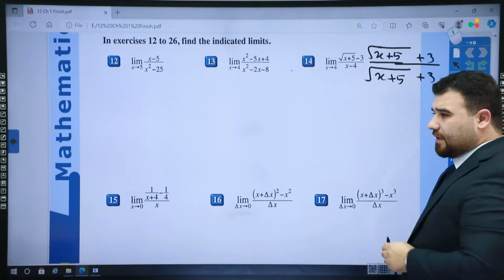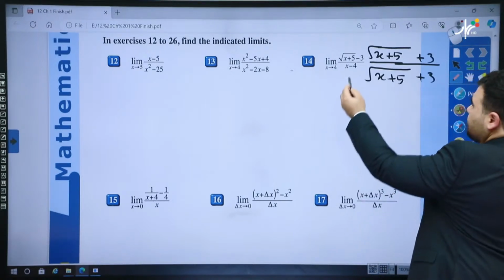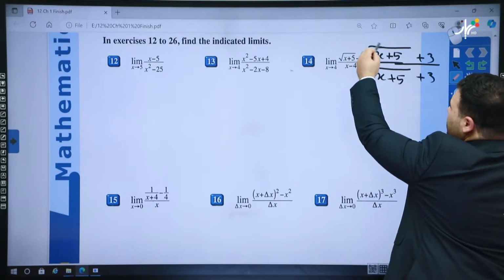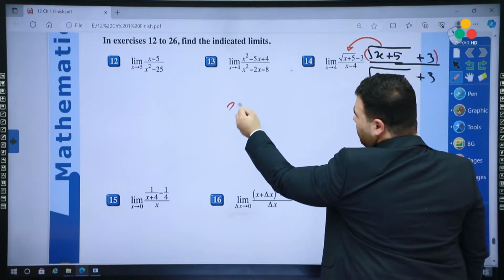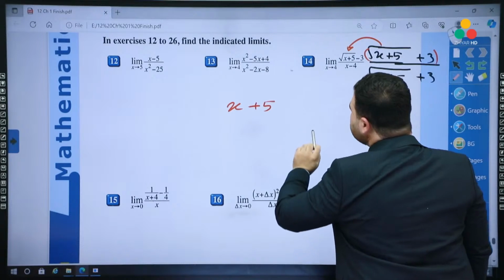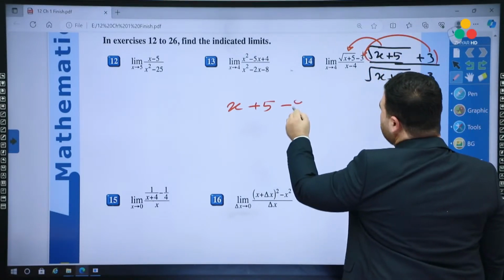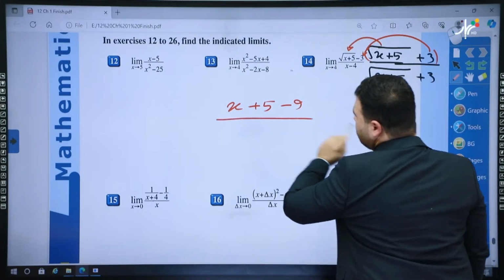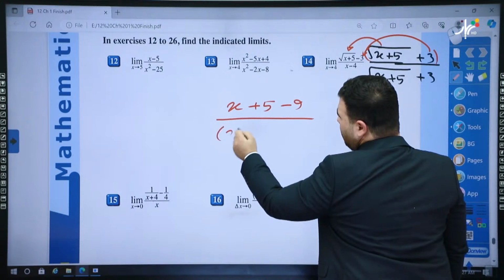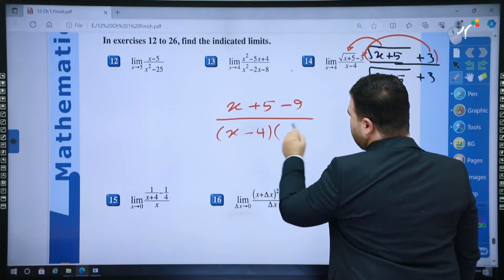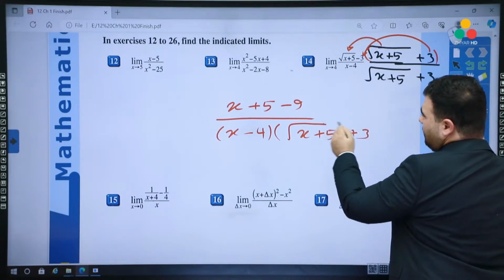Now if I do this multiplication, square root x plus 5 times square root x plus 5, it's multiplication. This will be just x plus 5. 3 times negative 3 is negative 9. Over, down is the same. I just write the same. X minus 4 multiplied by square root x plus 5 plus 3.